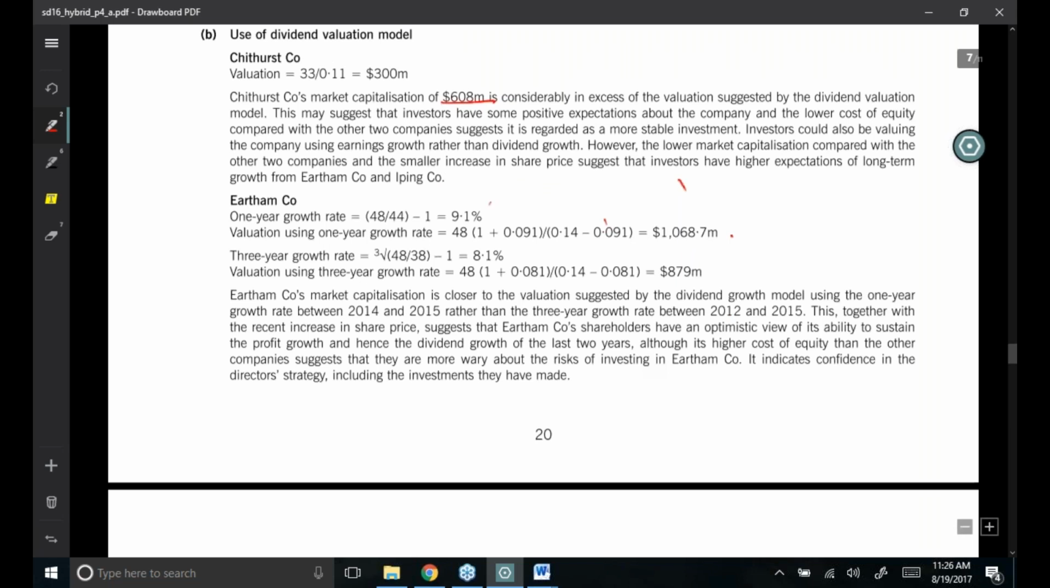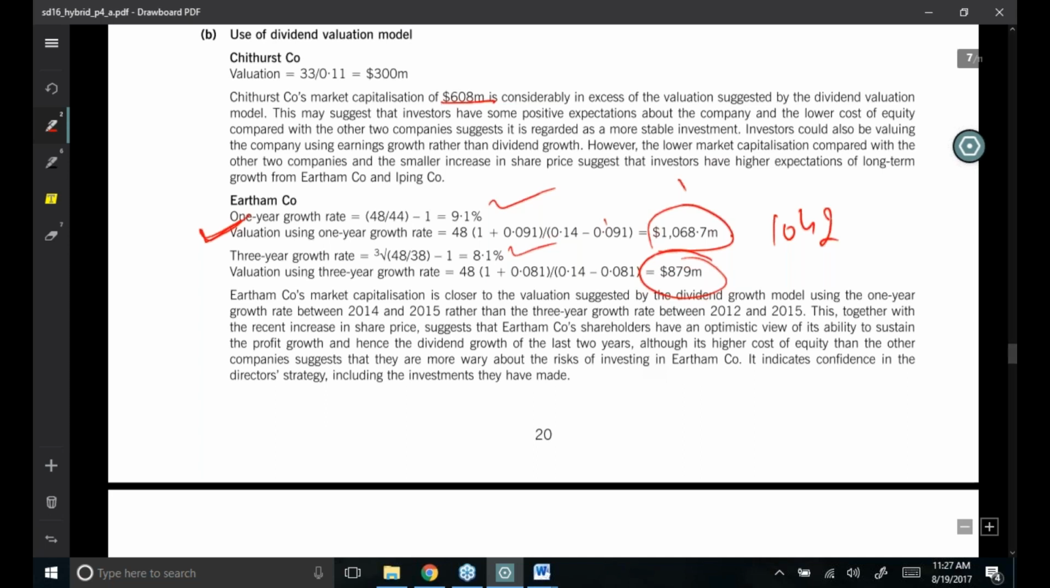For the other company, the 1 year growth rate is 9.1% and the 3 year growth rate is 8.1%, and the values according to these two are 1068 and 879, and its actual market value was 1042. So that means most of the investors are thinking the most recent growth will be there in future. The company's market cap is closer to the valuation suggested by the dividend growth model using the 1 year growth rate rather than the 3 year growth rate.